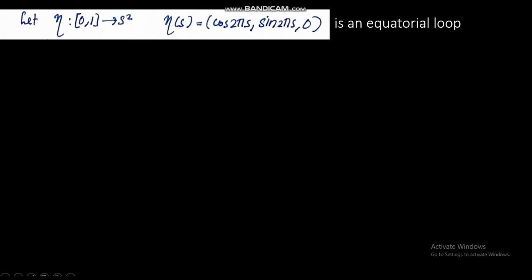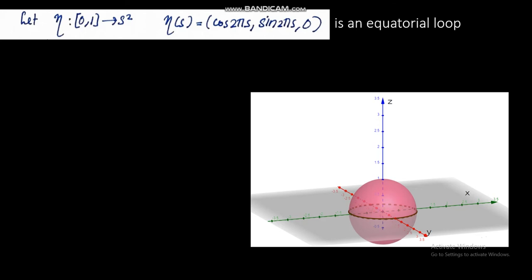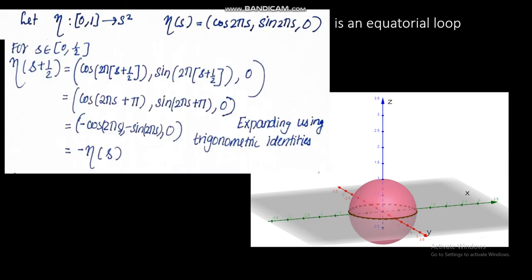Let eta be an equatorial loop from closed 0, 1 to S2 with eta of s equal to cos 2 pi s, sin 2 pi s and 0. The plot on the right side shows the equatorial loop of a unit sphere. For all s in the closed interval 0, 1 by 2, we get eta of s plus 1 by 2 as negative of eta of s. Using the trigonometric expansions of cos of a plus b and sin of a plus b, we get this equality. We choose this interval for s so that s plus 1 by 2 remains in our domain, which is the closed interval 0, 1.